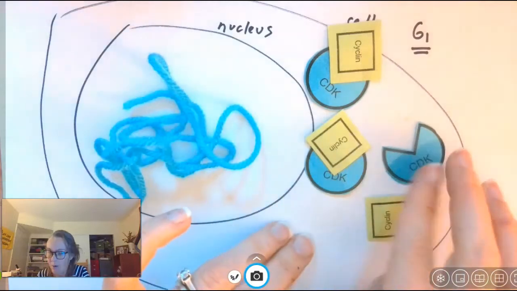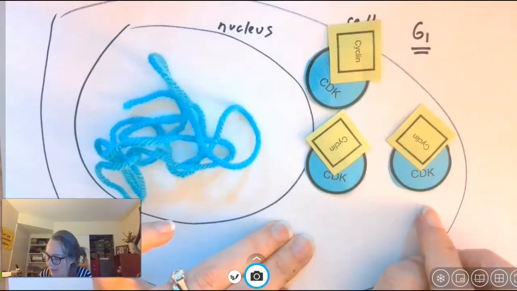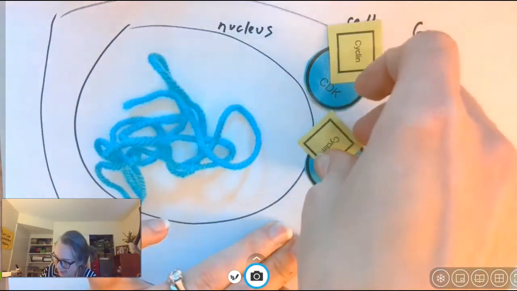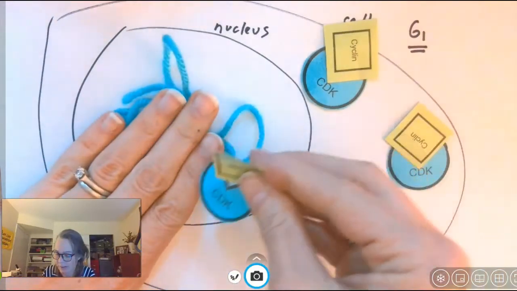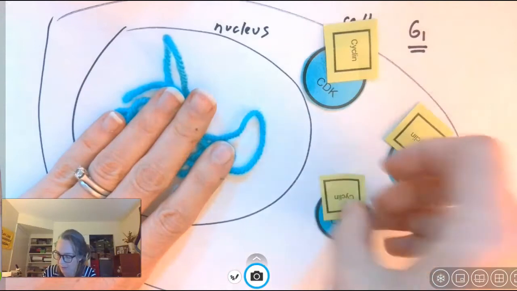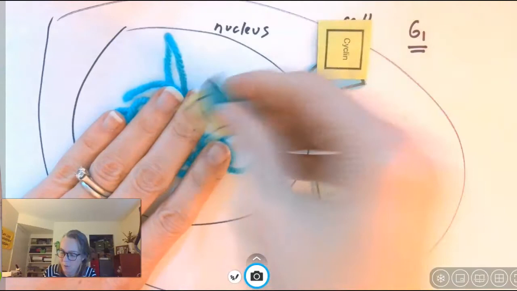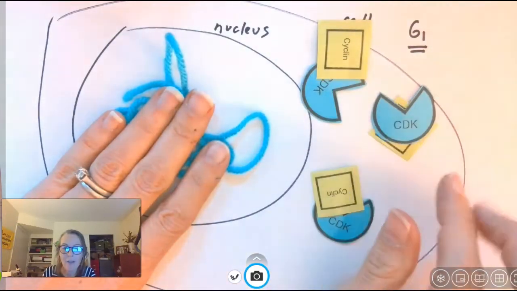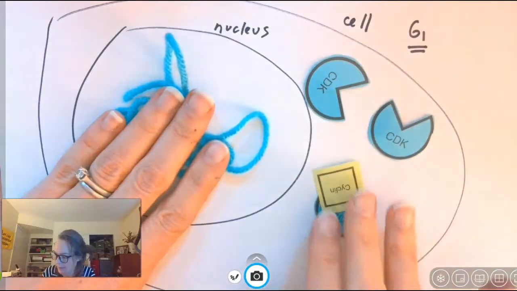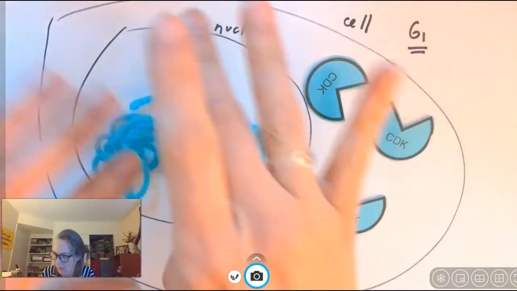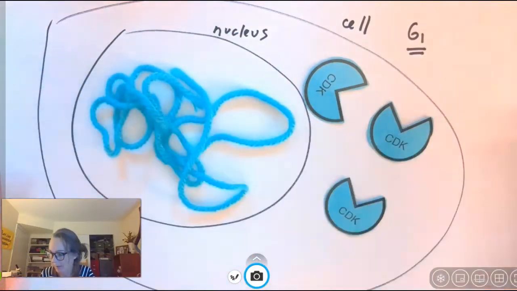The CDKs were always present in the cell, but they were inactive. As we make this G1 cyclin, they become activated. What these CDK cyclin complexes are going to do in G1 is go to the chromatin in the nucleus and phosphorylate it. After they do that, the cyclins are going to break down and be degraded, but the CDKs are still going to be present. Once this DNA is energized enough, it's going to be able to start DNA replication.